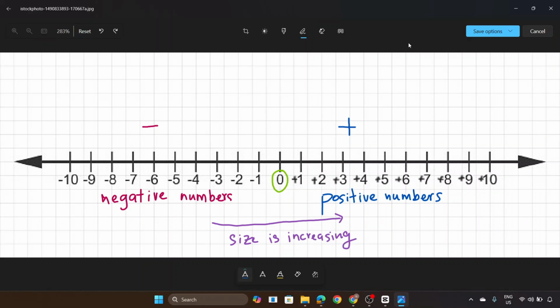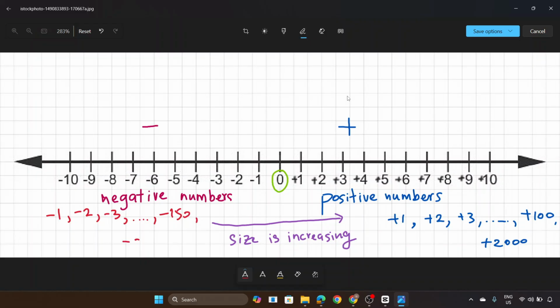Examples for positive numbers are positive 1, positive 2, positive 3, and so on. Positive 100, positive 2000. Likewise, all these numbers are positive numbers. And negative 1, negative 2, negative 3, negative 100, negative 150, negative 300, negative 3000. All these are examples of negative numbers.